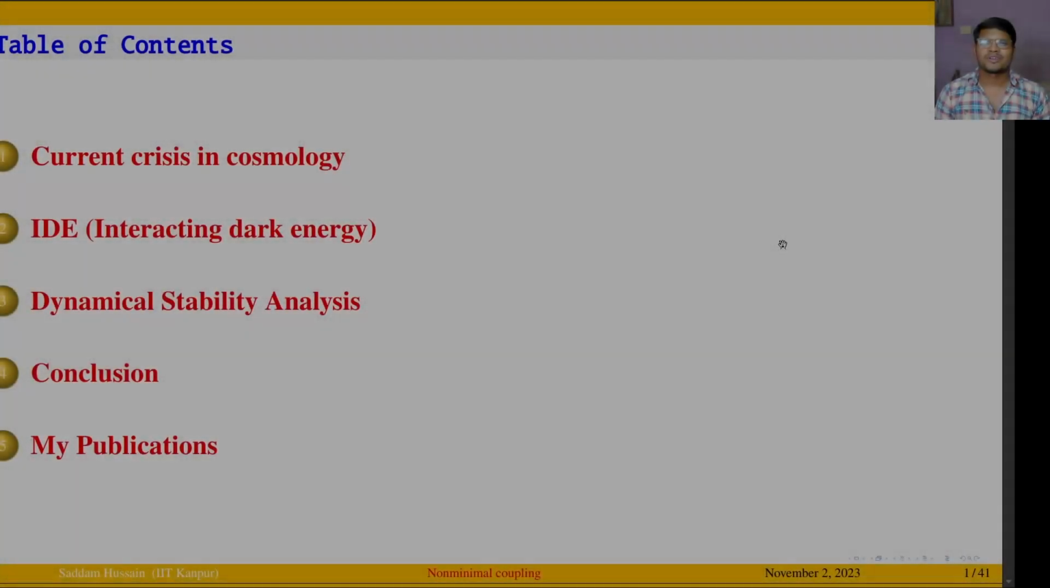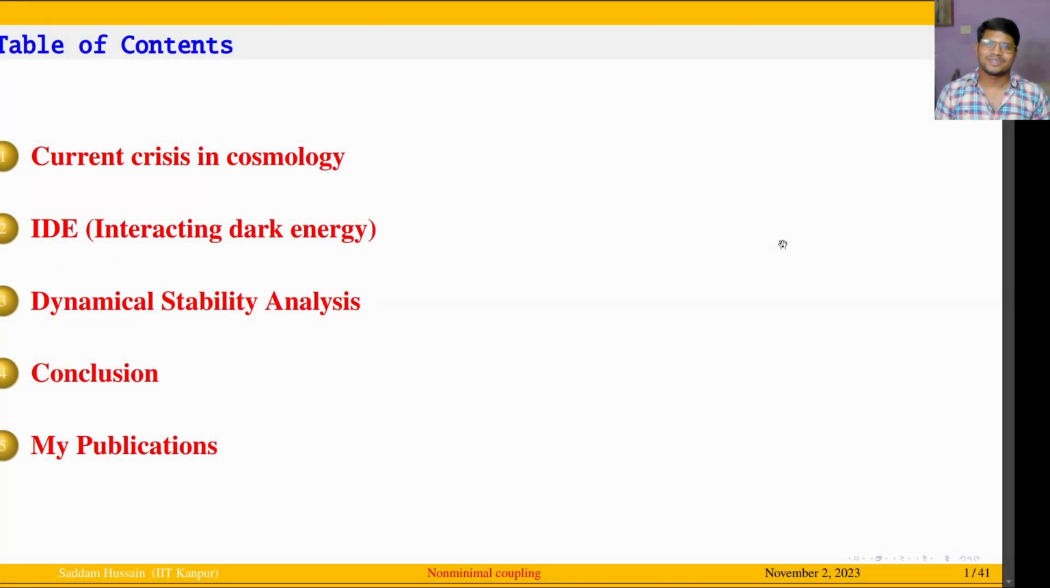Hello guys, this is Numerical Cap, and today I'm going to talk about some non-minimal coupling effects which can be seen in cosmology, or what could be the effect of non-minimal coupling between dark matter and dark energy, and which can have some observational signature in cosmic evolution.